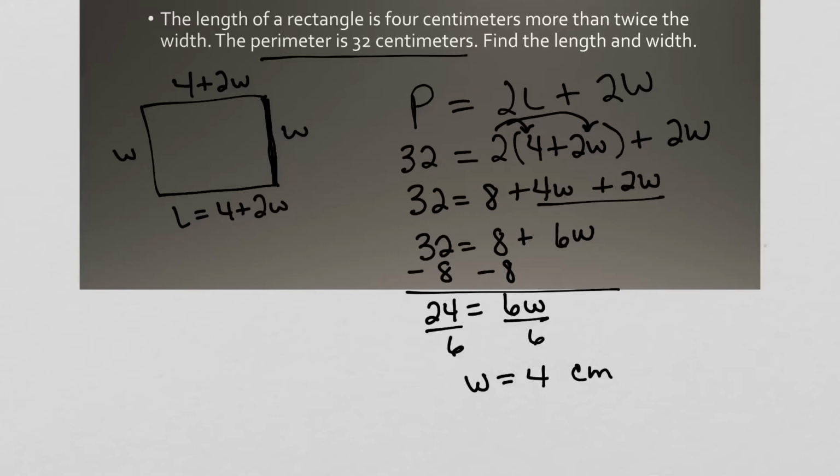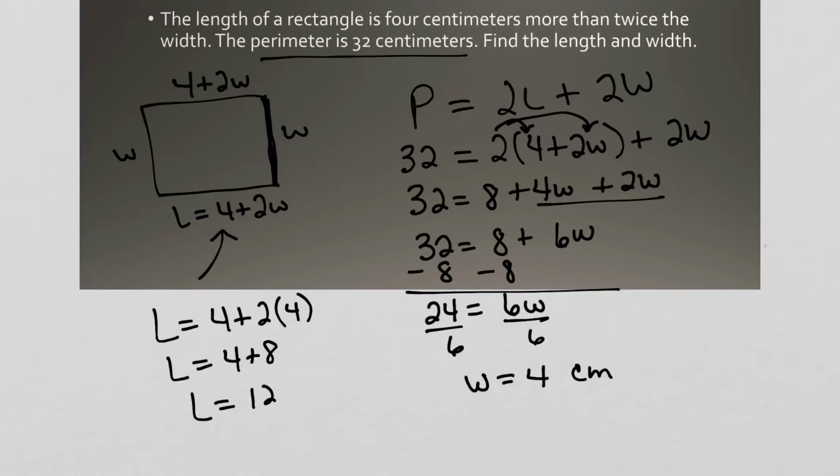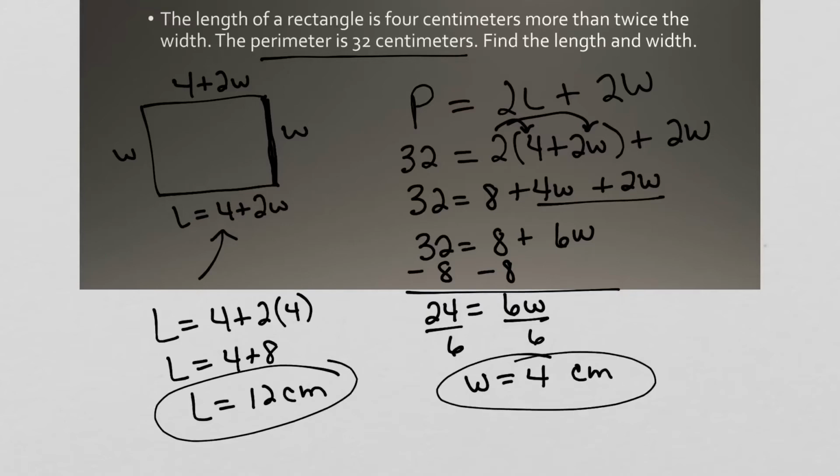So now we have to find our length though. So let's put in what we know. Remember, we've got this right here. 2 times, instead of W, I'm going to put in 4 because that's what we just found. So our length is equal to 4 plus 8. Our length is equal to 12 centimeters. And those are your 2 answers.